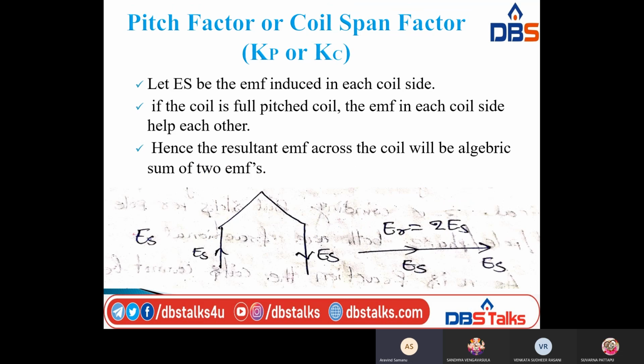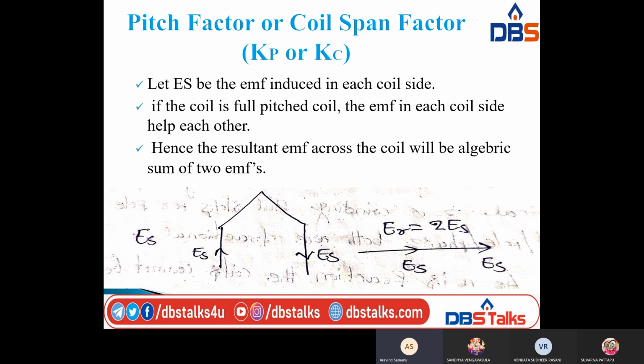So here I am taking one coil. One coil having two coil sides, as you already know. Let ES be the EMF induced in each coil side. If you observe the diagram, it contains ES, that is the EMF induced in each coil side. Here we have two coil sides. I am taking only one conductor in one slot, but each conductor has two coil sides. That's why ES is the EMF induced in each coil side.